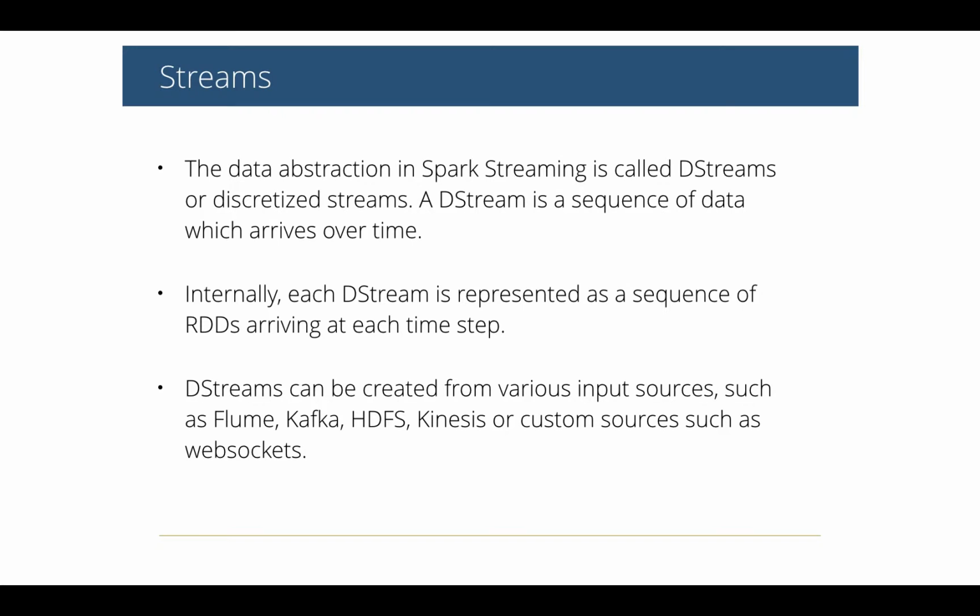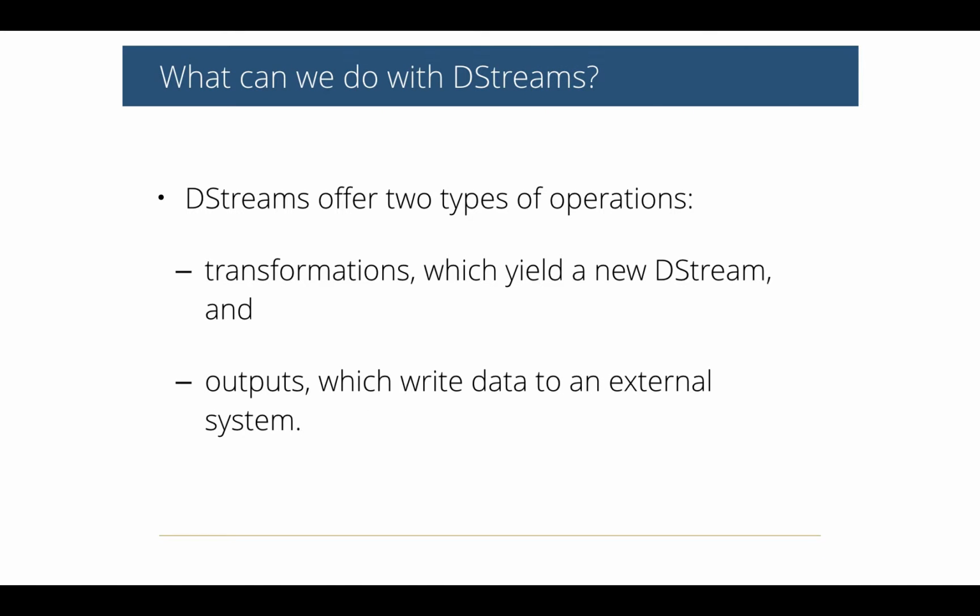Let's cover the basics. What are streams? The data abstraction in Spark streaming are called DStreams. A DStream is a sequence of data which arrives over time. Internally, each DStream is represented as a sequence of RDDs, which we've already covered. DStreams can be created from various input sources such as Flume, Kafka, HDFS, Kinesis, or even custom sources such as WebSockets.